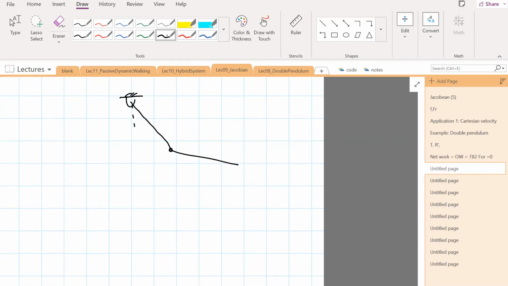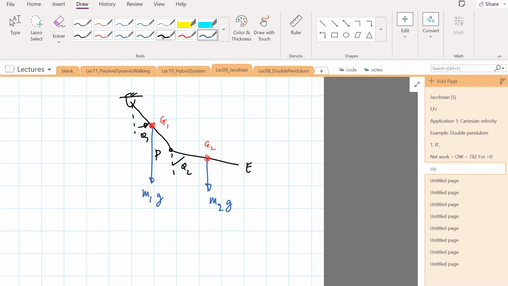Okay, two links. The first link makes an angle of θ1. The second one makes an angle of θ2. Center of mass, G1, G2. I'm just going to call this E. Let's call this P. And then here, we don't have an external force per se. We just have gravity, M2G, M1G.